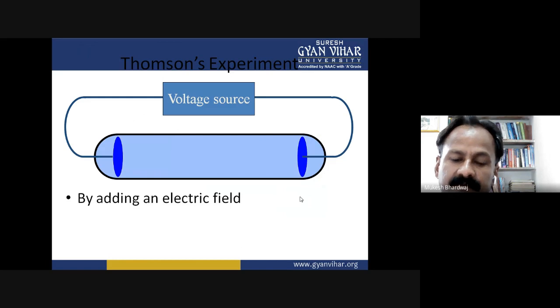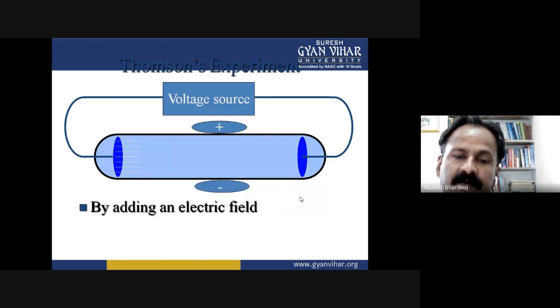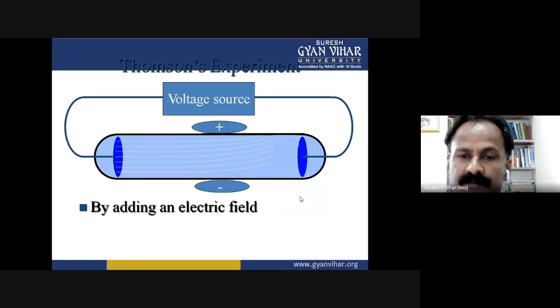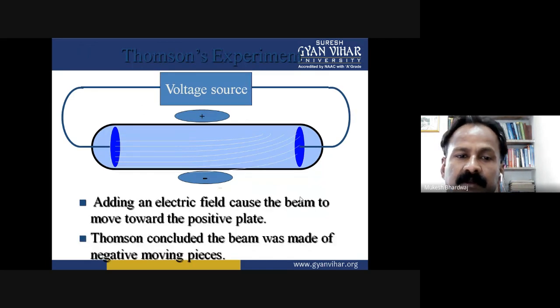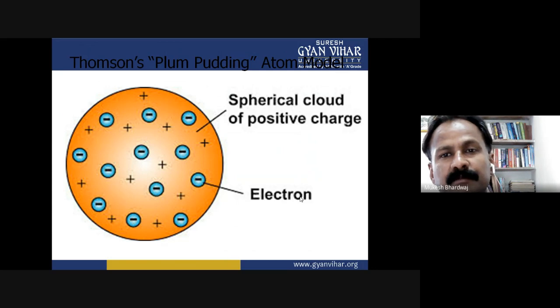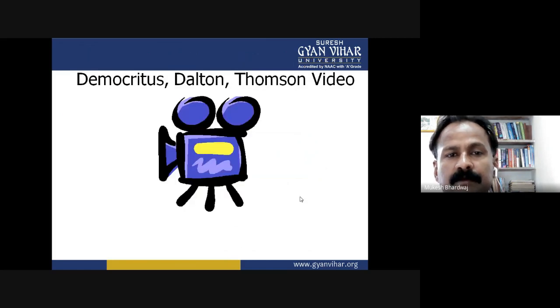By adding an electric field, vertically or horizontally, the beam will divert somehow like this. If you see, adding an electric field caused the beam to move toward the positive plate. Thomson concluded the beam was made up of negative moving pieces. So the Thomson plum pudding atom model: a spherical cloud of positive charge with electrons embedded in it.